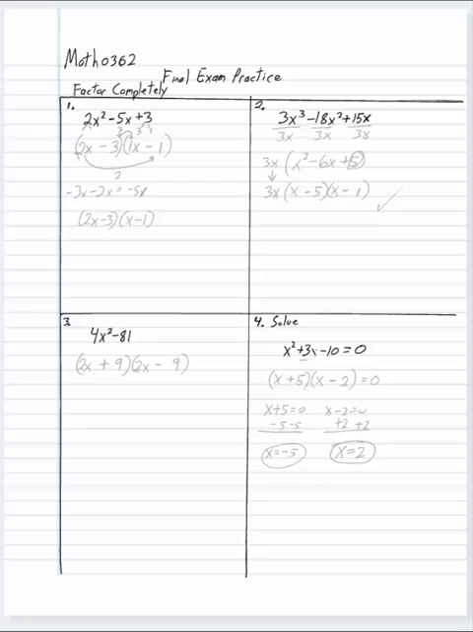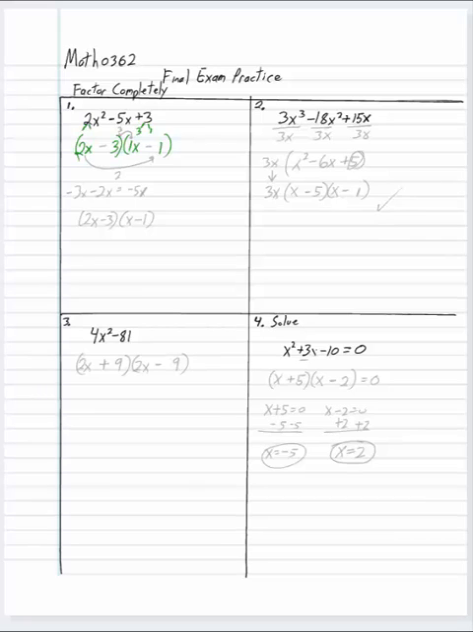The first question wants us to factor completely. So let me set up two sets of parentheses. The first number is 2x squared. The only numbers that multiply to make 2 are 2 and 1. So I have to use 2x and 1x. Likewise, the only numbers that multiply to make 3 are 3 and 1. So I have to use 3 and 1.